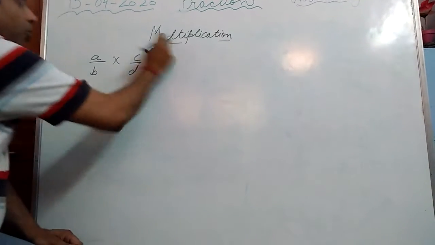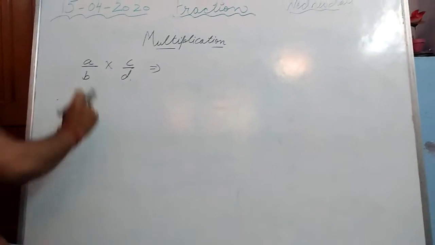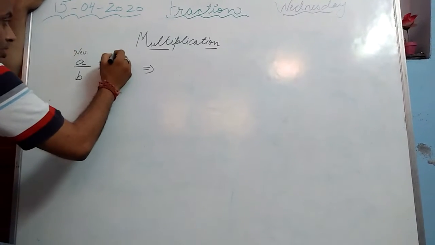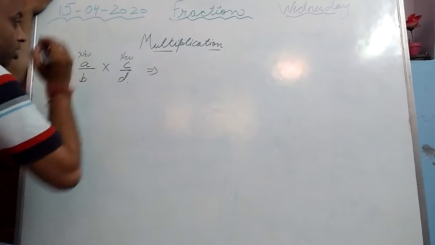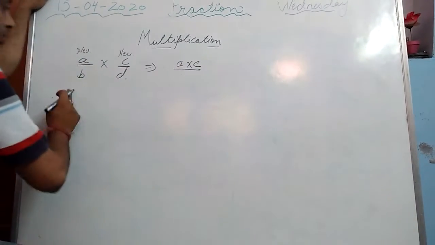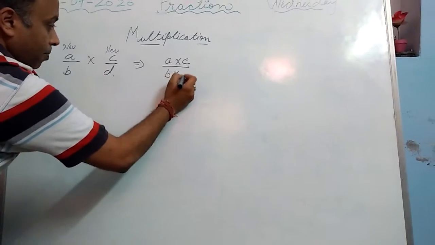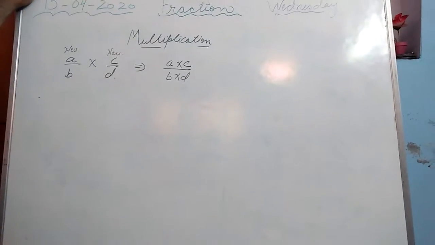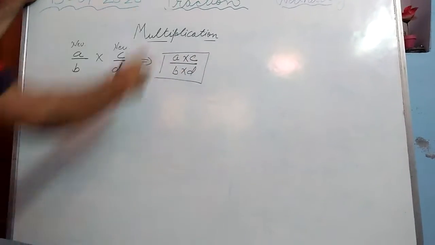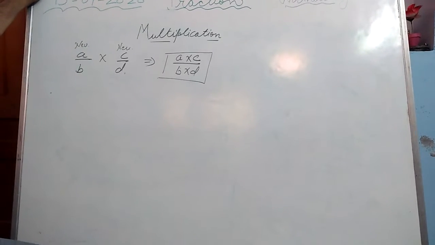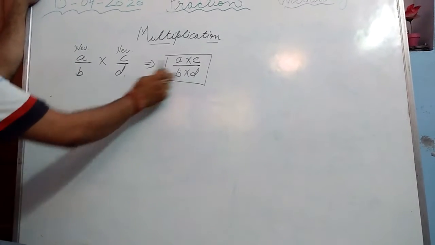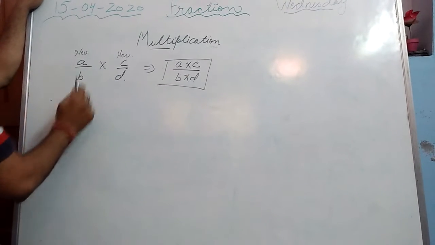During the multiplication, your numerator a is multiplied by the numerator c. So I write here a multiply c, and b multiply by d. This is the final result of the multiplication of two fractions. Here we have to find the product of these two fractions.